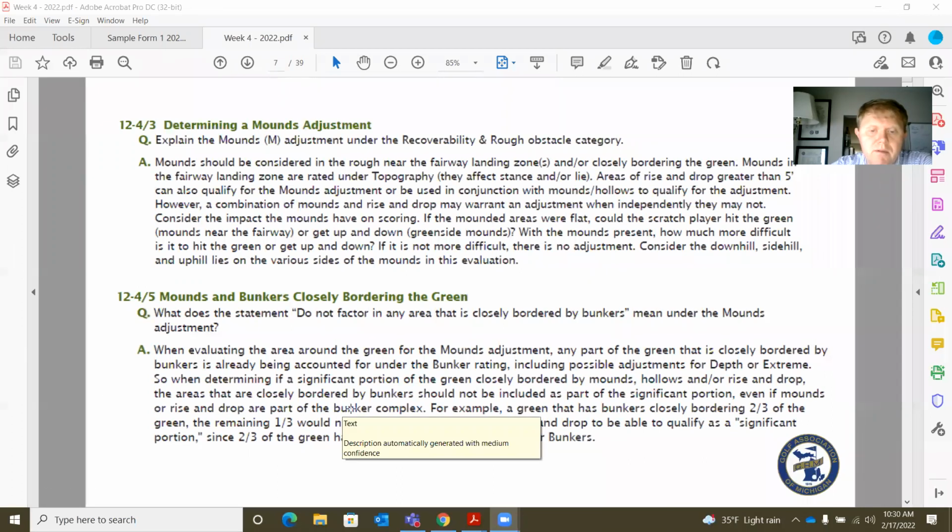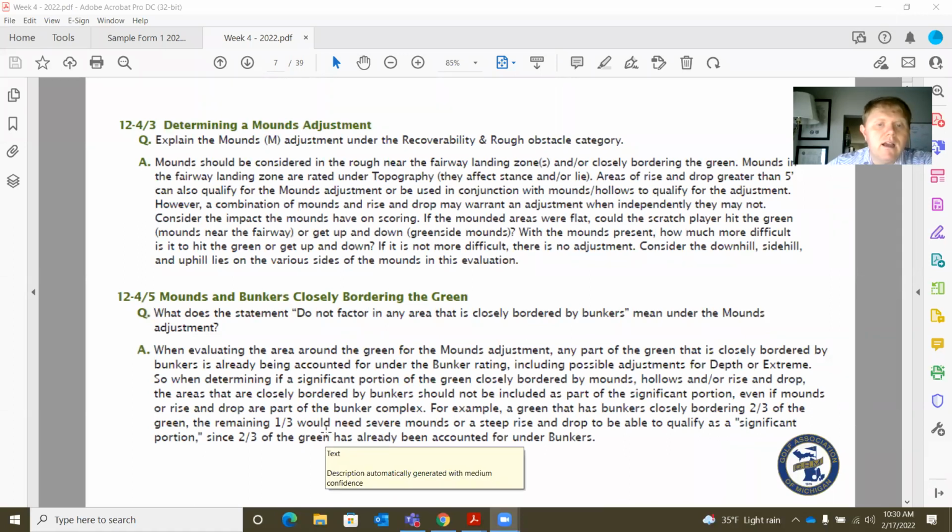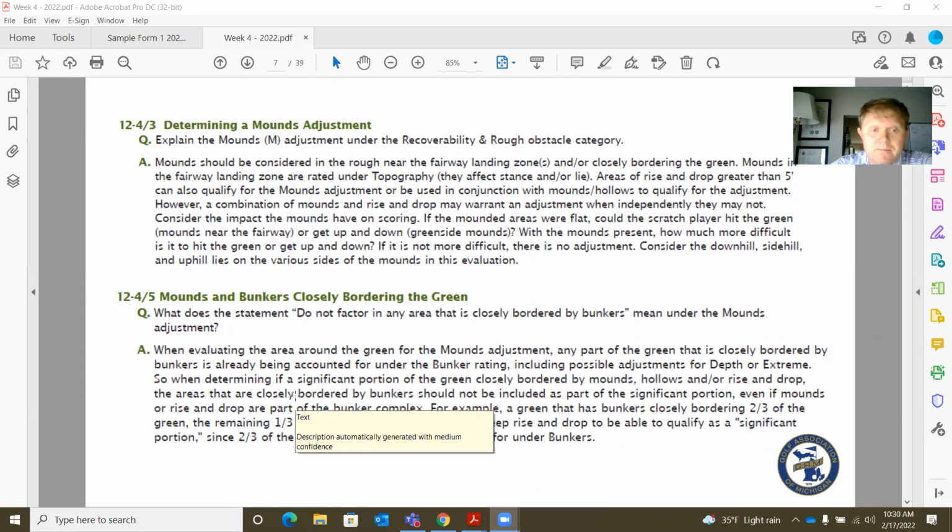And then the example here says that for a green that has bunkers closely bordering 2/3 of the green, the remaining 1/3 would need severe mounds or a steep rise and drop to qualify as a significant portion, since 2/3 of the green has already been accounted for under bunkers. So we can use that when we're trying to figure out if a Mounds adjustment does apply: how much of the green is actually bordered by bunkers, because we can't consider that in our Mounds adjustment.